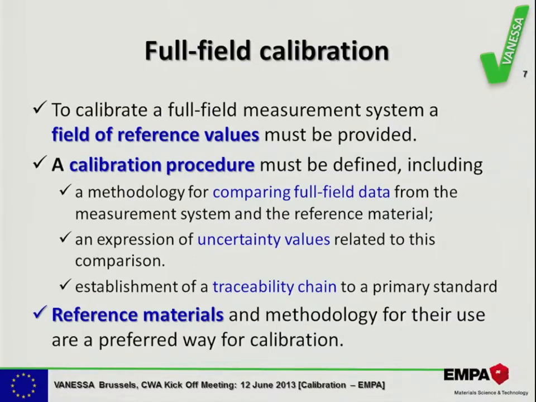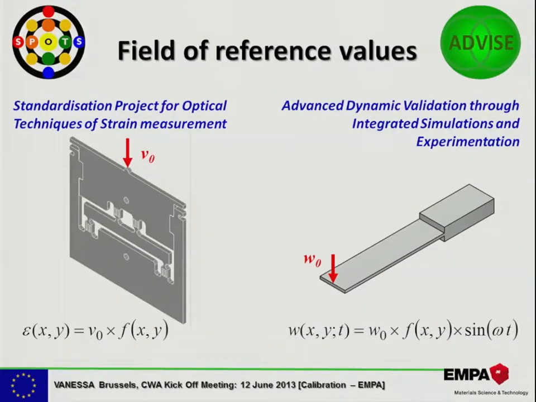Using reference materials and the methodology for their use is actually a preferred way of calibrating, because there you have an embodiment or a reproduction of full field reference values available. These are two examples. One originates from the SPOTS project and provides a field of strain values in a bending beam, whereas the other one originates from the ADVICE project and is based on a cantilever beam in oscillation, so dynamic, or in static loading.